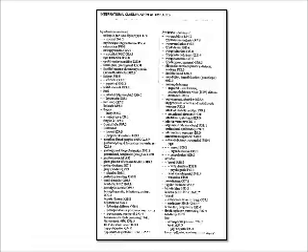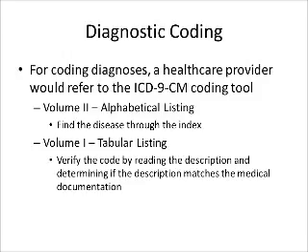From there, you would go to Volume 1, which is a tabular listing, which lists them numerically. So you would take the code that you found in Volume 2 and find the description in Volume 1. Then you would read the description and check it against the medical documentation. Does the description match? If it does, then you have the proper code.